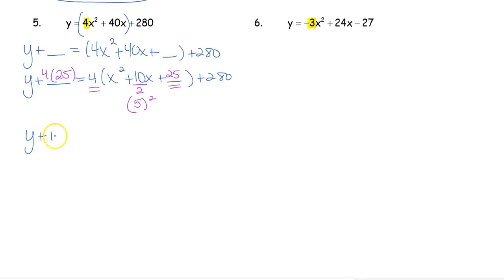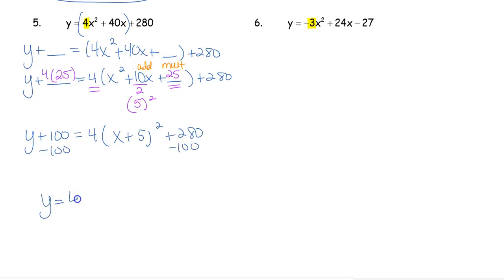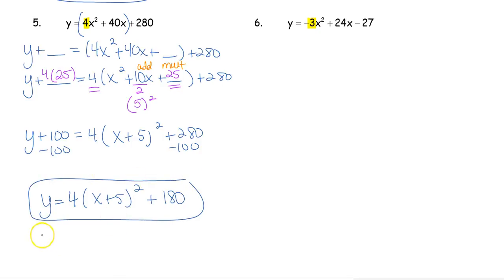So now we've got y plus 100 is equal to 4 times, factoring still goes the same way. Two numbers that multiply to the outside, add to the middle: 5 and 5. Again, that's half of that middle term. So it's x plus 5 quantity squared plus 280. As always, our last step is to move that 100 over. So y equals 4 times x plus 5 quantity squared plus 180. There's our equation in vertex form. The vertex is going to be at -5, positive 180. Opposite of the inside, exactly what you see on the outside.